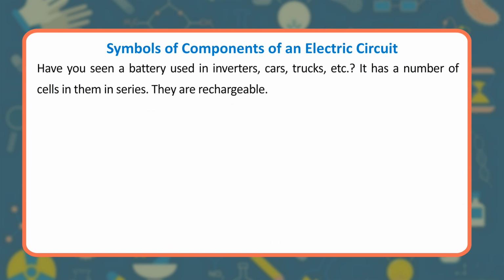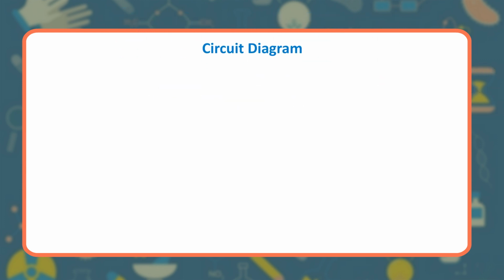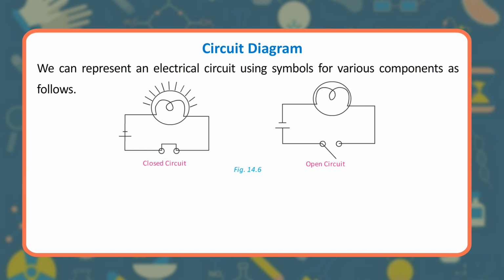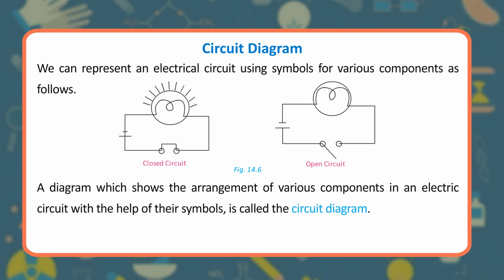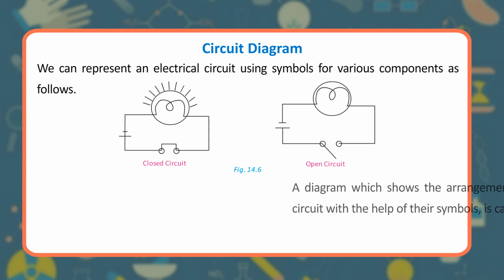Have you seen a battery used in inverters, cars, trucks, etc.? It has a number of cells in them in series. They are rechargeable. Circuit diagram. We can represent an electrical circuit using symbols for various components as follows. Closed circuit. Open circuit. A diagram which shows the arrangement of various components in an electric circuit with the help of their symbols is called the circuit diagram.